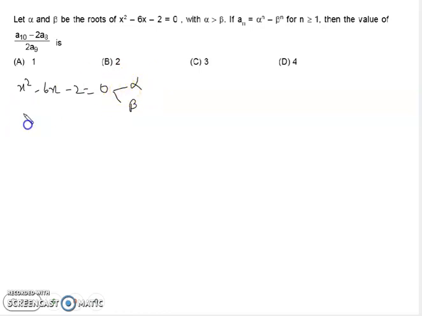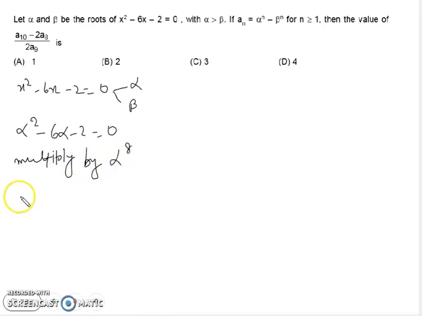So alpha also satisfies this equation, so we can put α² − 6α − 2 = 0, right? Now we are going to multiply by alpha to the power 8 in this equation, and after doing the multiplication we can write α^10 − 6α^9 − 2α^8 = 0, right? Are you getting my points, guys?